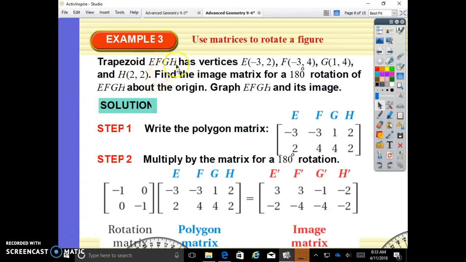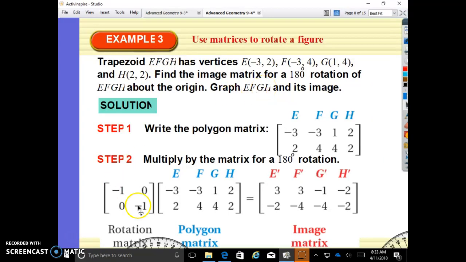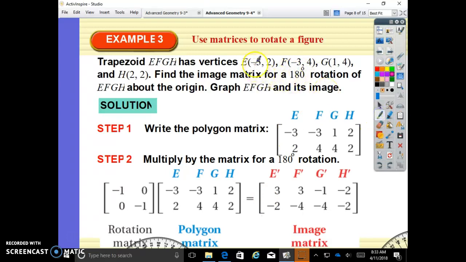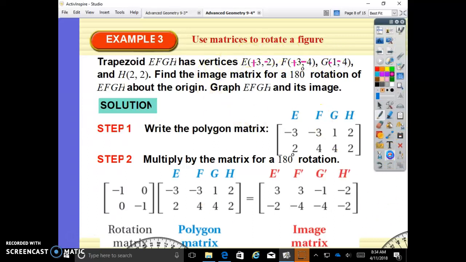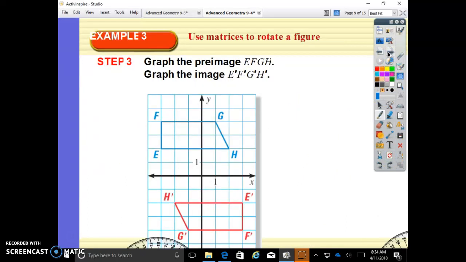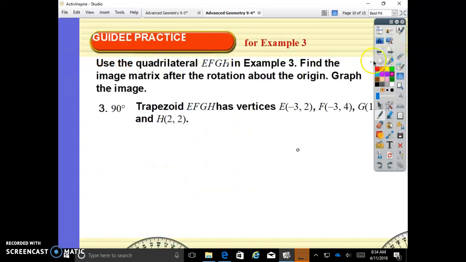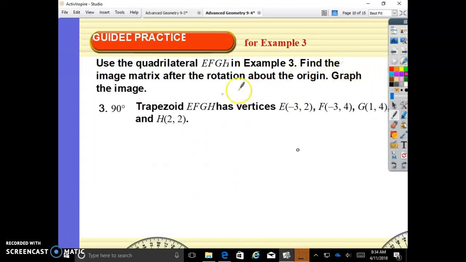So going back here, instead of having to do our multiplication matrix, you just have to memorize the rule for 180, which is leave them alone, change both signs. So our E prime is going to be at 3, -2. Our F prime is at 3, -4. Our G prime is at -1, -4, and that's a heck of a lot easier than matrix multiplication. Graph the pre-image and your image, and you are good to go.